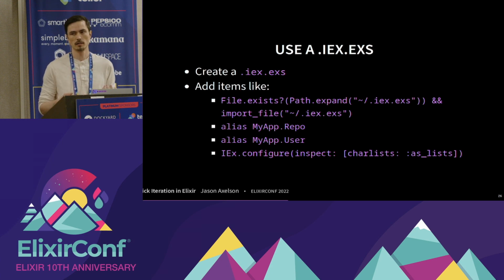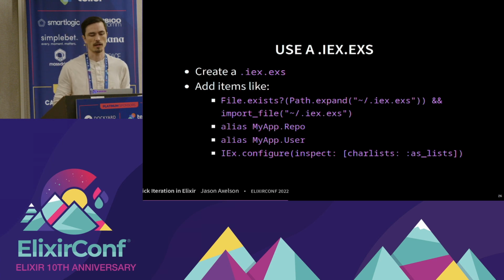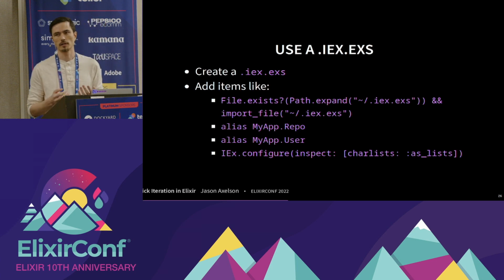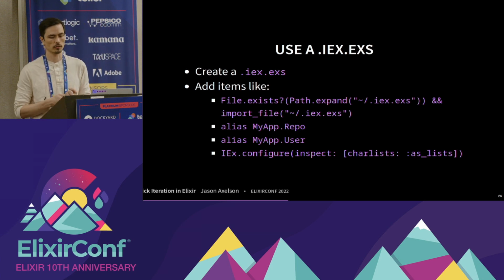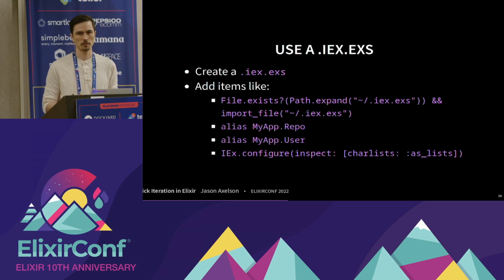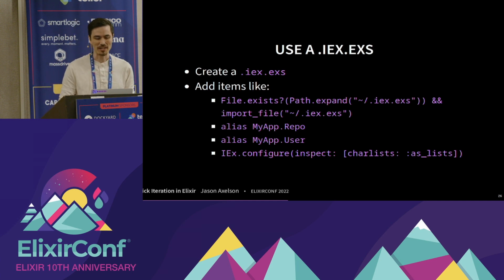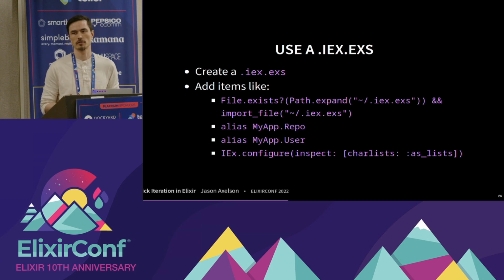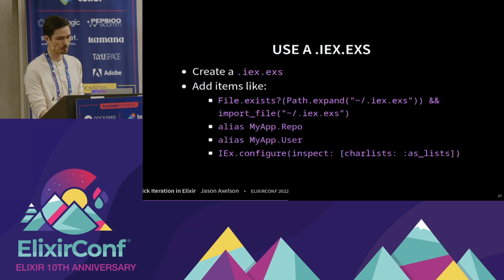So if you have an application, that might be a good thing to put as the first line in your IEx configuration. But inside there, you can put things like aliasing your repo or your user, so you don't always have to type MyApp, which gets a little bit annoying, especially if you made the potential mistake of creating a really long MyApp namespace. And this might also be a place where you'd want to put IEx.configure charlists as lists so that you don't have to look at charlists in your code or in your IEx sessions.